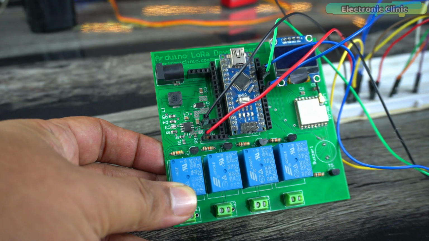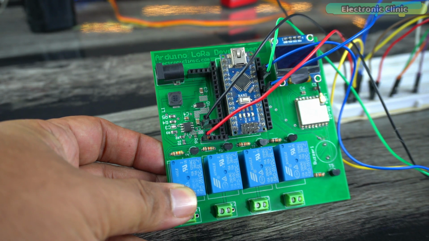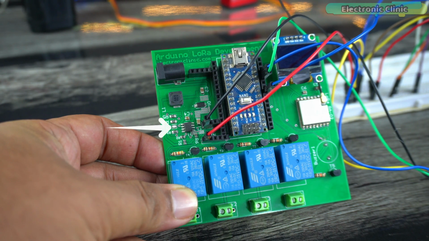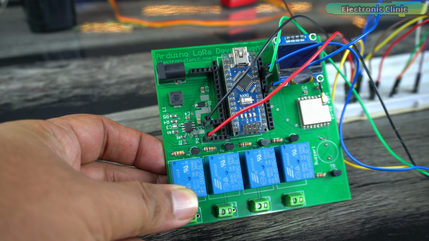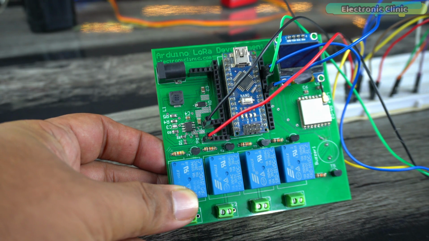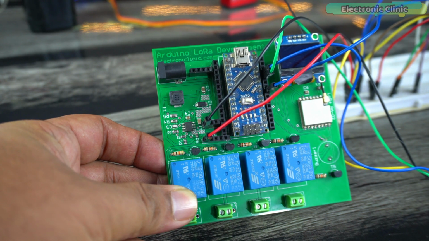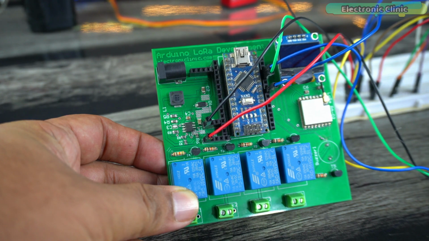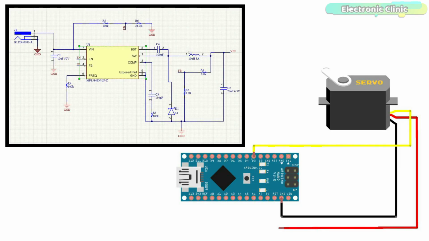Finally, I'm going to use my newly designed Arduino Nano and LoRa-based development board. I have high expectations from this board because it has a 5V and 3 amps power supply. I have specifically built this development board for connecting and controlling multiple loads. I have added a link in the description if you want to make the same development board. Here is the simplified circuit diagram.